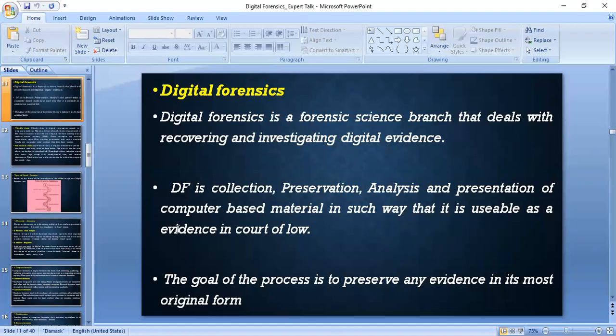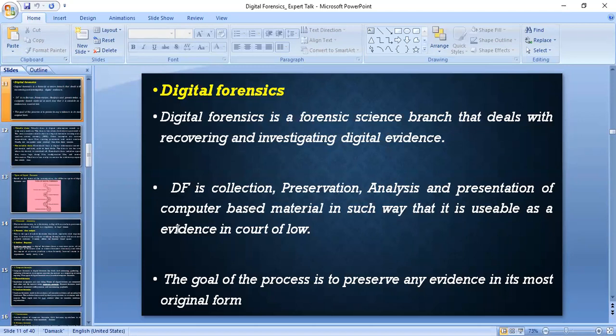In digital forensics, we have different types of steps. The first step is the collection of evidences. Then preservation, the storing of that evidence. With the help of a digital forensic tool, we analyze the evidences and the presentation of computer-based material in such a way that we extract the useful information by using the digital forensic tool, and we present that useful information in a courtroom as proof. So these are the different steps specifically included in digital forensics.